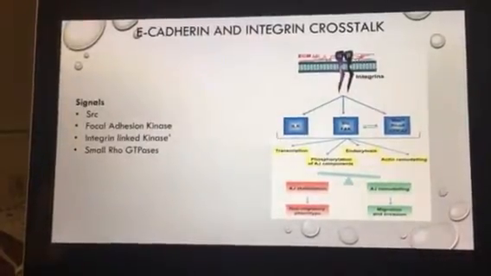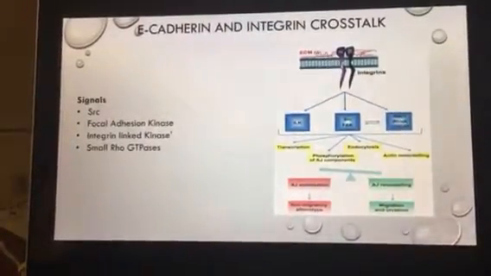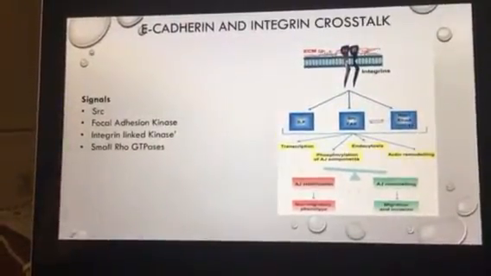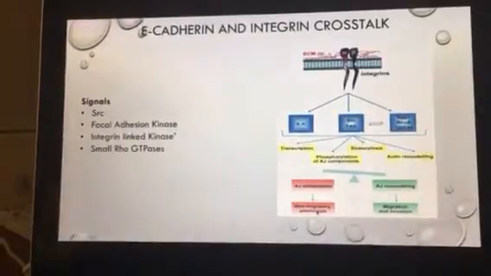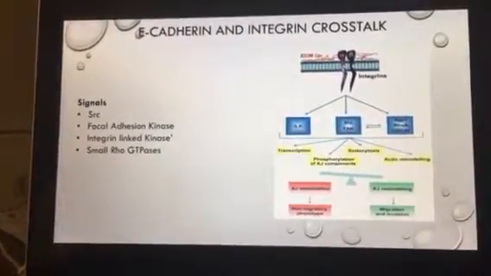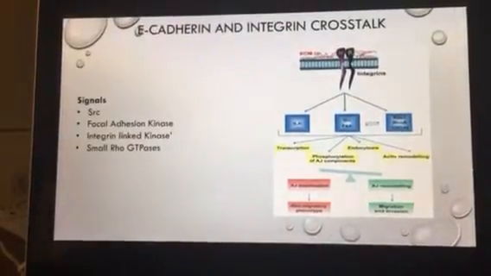These signals can alter the balance between adherent junction stability and non-migratory characteristics, or adherent junction remodeling, which can lead to migration and invasion of epithelial cells.